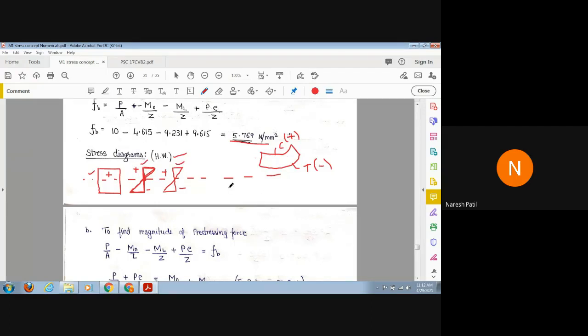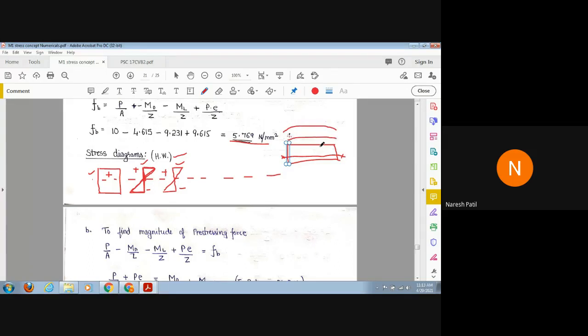Next, what will be the next? What will be the next now? P by Z, sir. Yes, so that is P by Z. I have already told you. So when the cable is provided in the section, I'm trying to highlight here. When the cable is provided in the section with some eccentricity, when the cable is released at the ends, it tries to bend the beam in the upward direction.